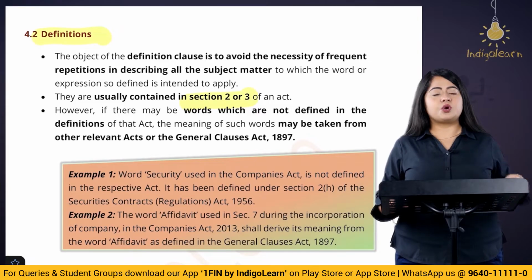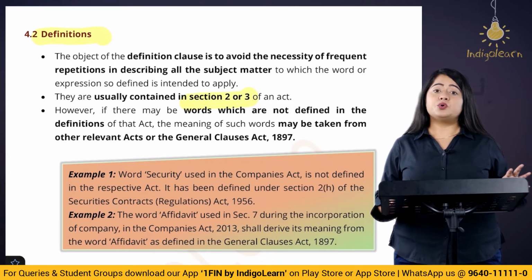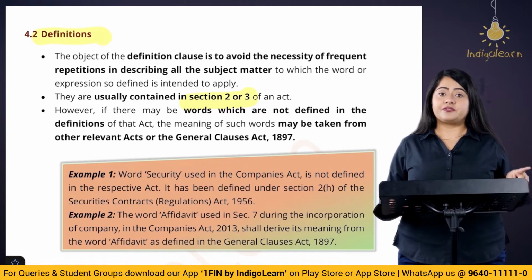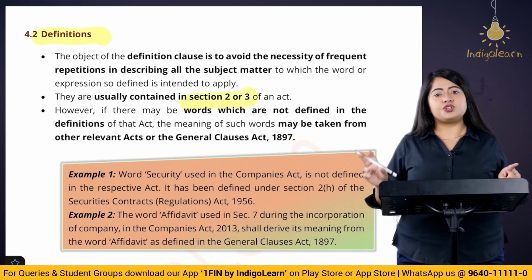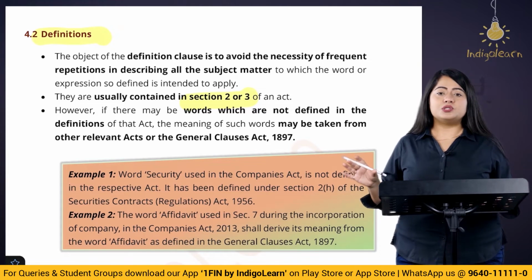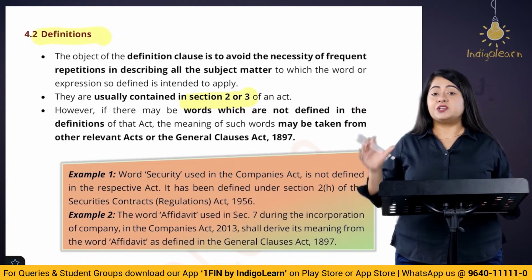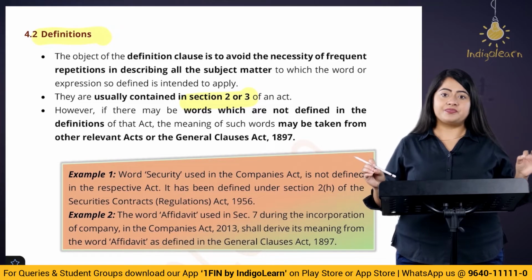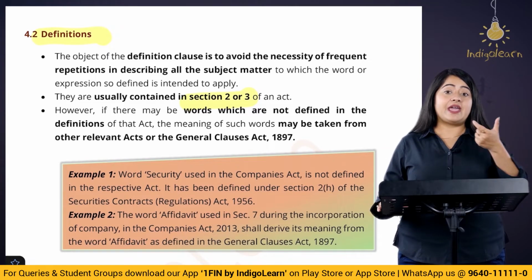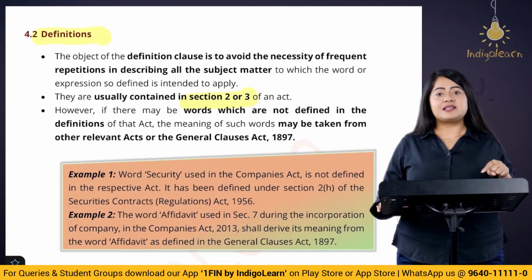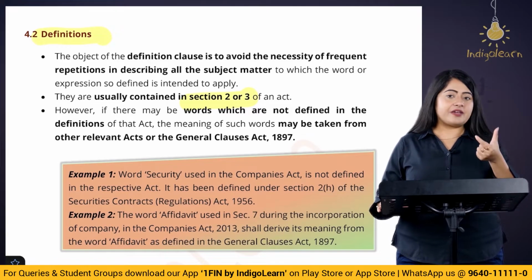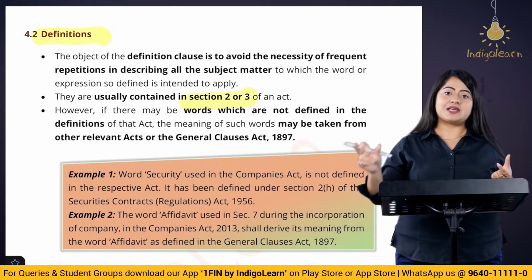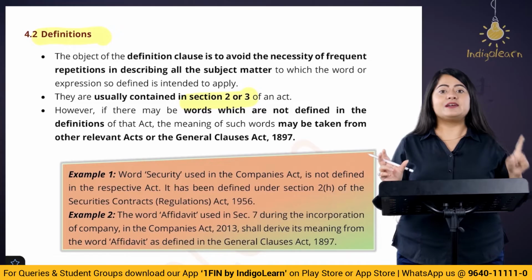Now, in different statutes, you are going to find different definitions. If a few words are not properly defined in the statute, then the definition of that word we are going to take from the General Clauses Act. The General Clauses Act also has certain general definitions. Now, these definitions are only applicable if the specific statute does not define that word. For example, in the Companies Act, the word affidavit has been used, but it has not been defined. So in that case, we will refer to the General Clauses Act, and use its definition to interpret the word affidavit in the Companies Act.